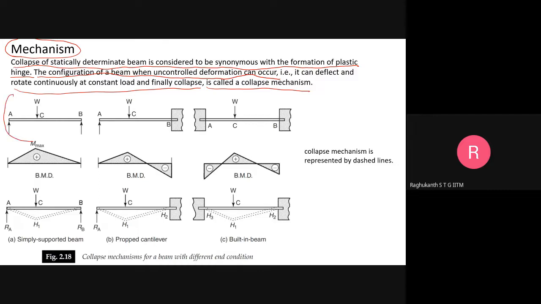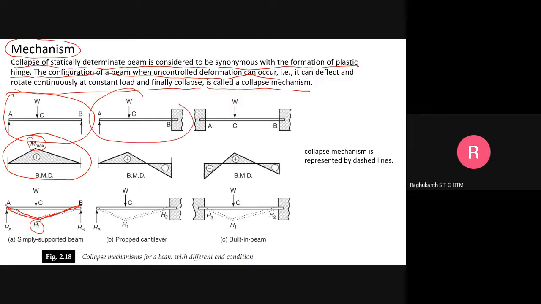So if we take a simply supported beam, this is the bending moment diagram. How it is going to collapse, we have already seen. At the place of maximum bending moment, you will see a plastic hinge here, that is, one hinge is sufficient. So this is our mechanism actually. Once the hinge has formed, the deflection will be infinite, or uncontrolled deflection happens. So this is the collapse mechanism for a simply supported beam.